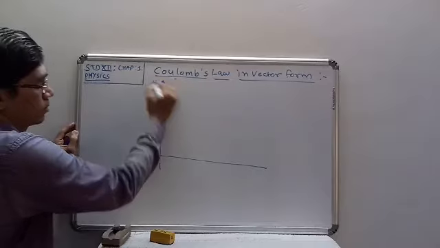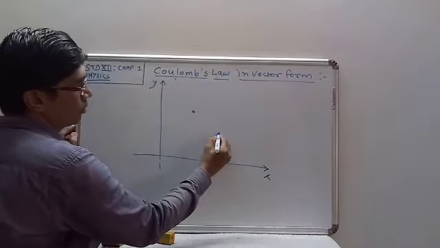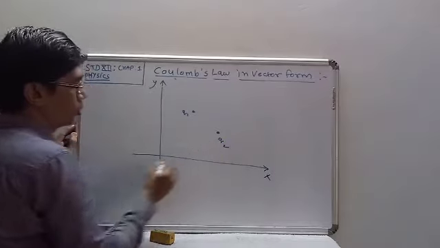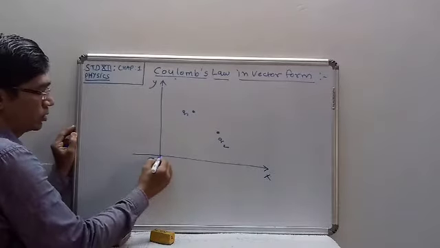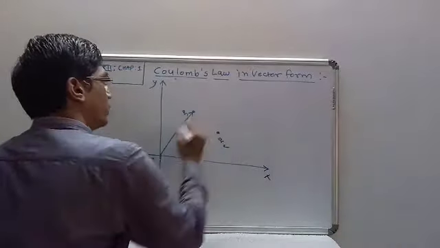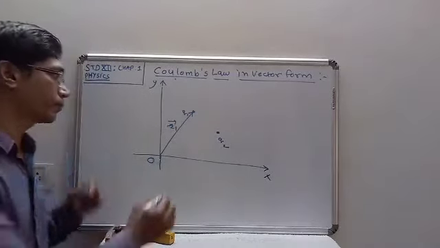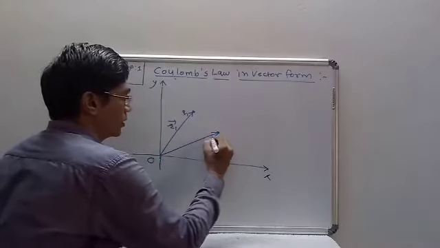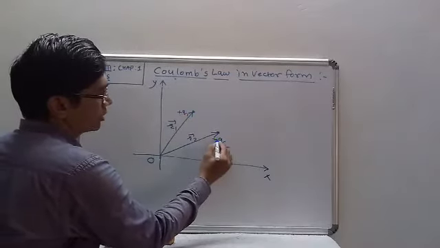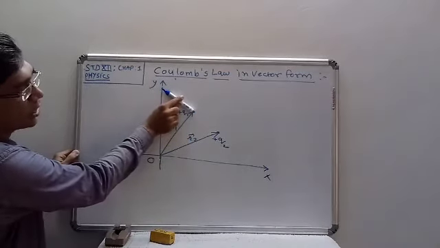the x-axis, y-axis. Here we have kept the charge Q1 and here is the charge Q2. This is the reference point 0 or O. From the reference point, the position vector to Q1 is given by R1. You can see in this figure, the position vector here is R2. As both the charges are positive, they repel each other. So Q1 is repelled by Q2 in this direction.